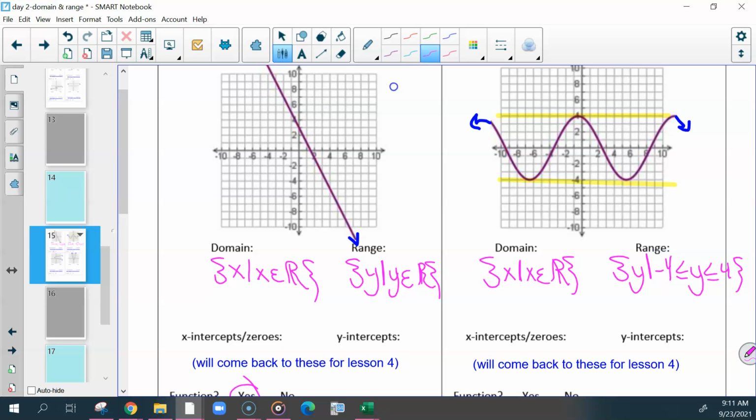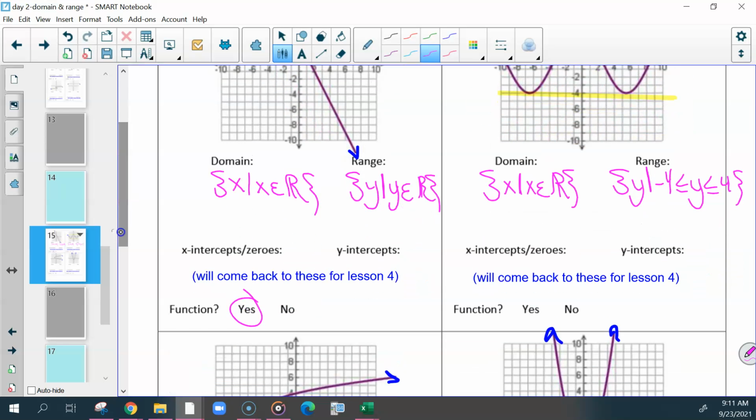Would this one be a function? Yes. It kind of doesn't look like it, but if I drew in vertical lines, it wouldn't touch it at more than one place. So yes, this would be a function.